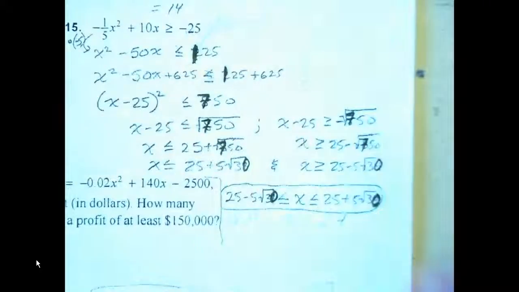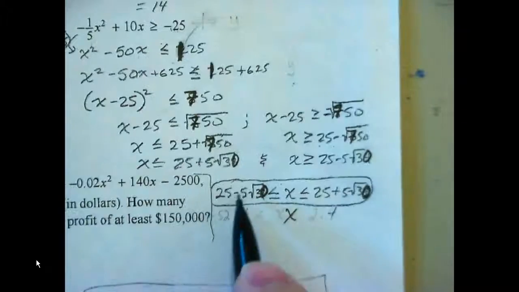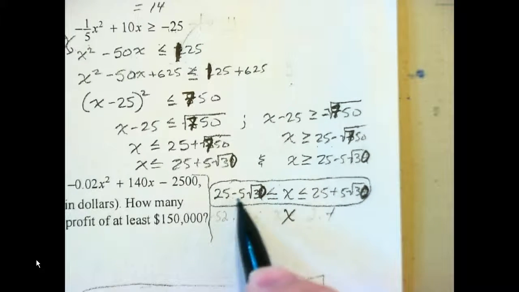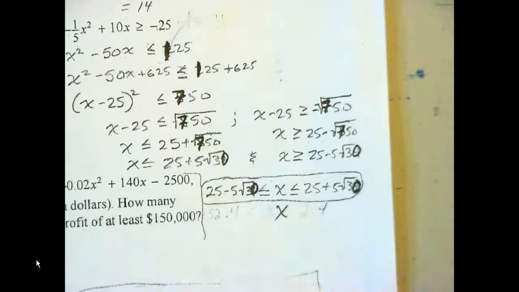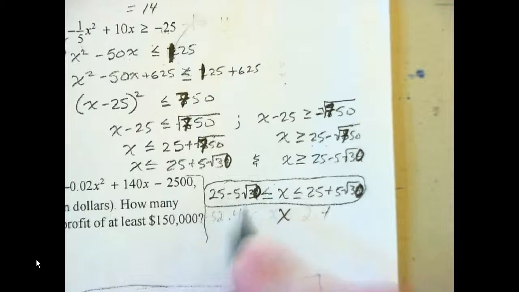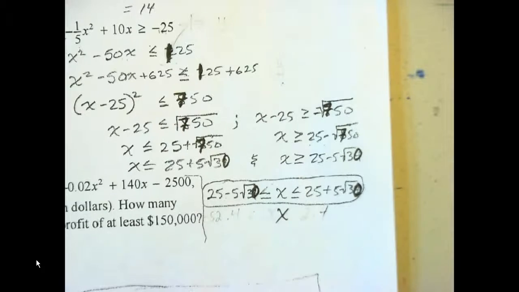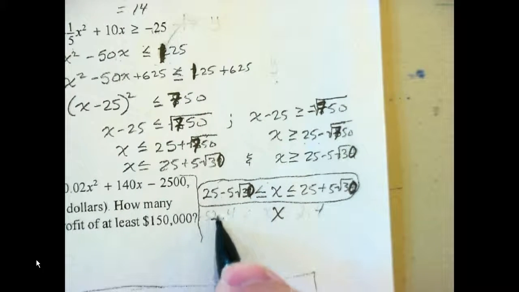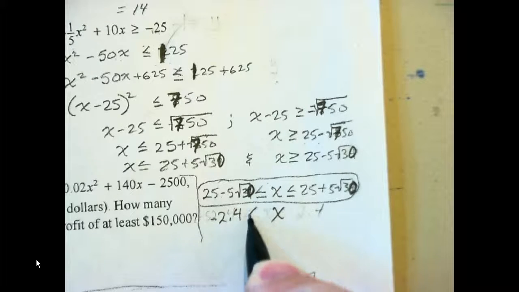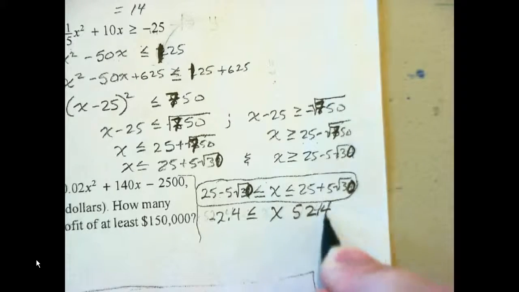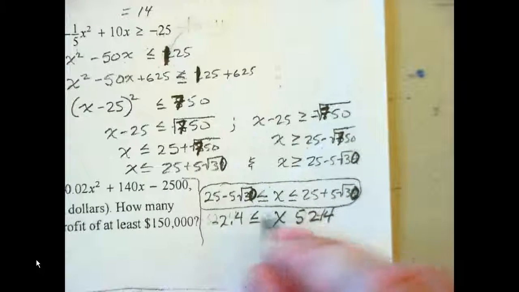Hold on. So this value right here, 25 minus, let's see, that's 5. What is that? It's about 27.4. The 5 and 30. Oh, okay. So this gives you the negative 2.4 here. Yeah. Okay. And this is 52.4-ish there. Yeah. Okay.